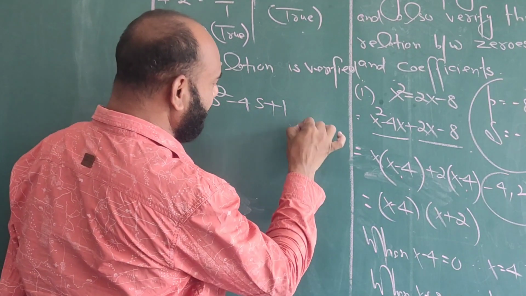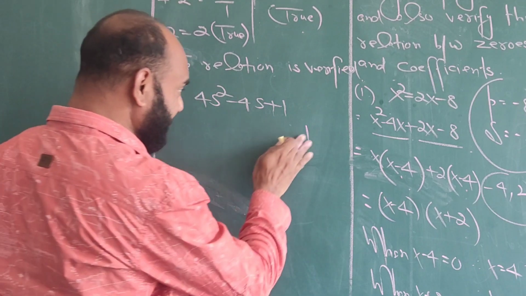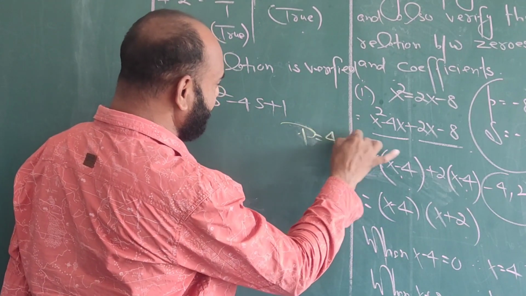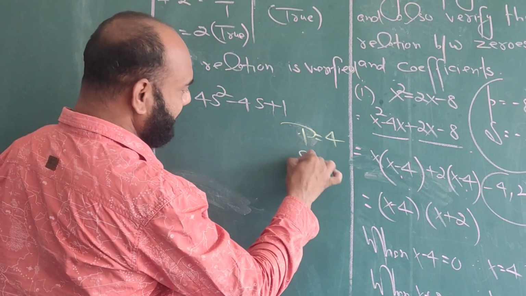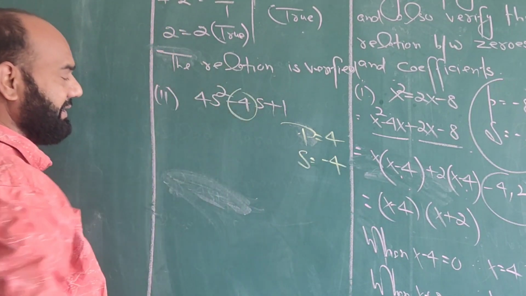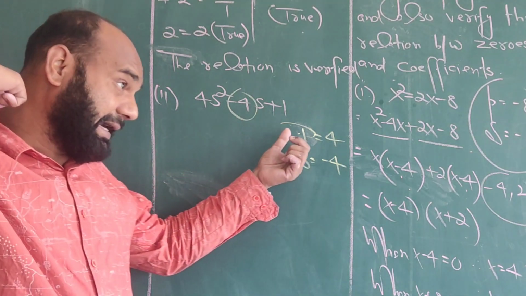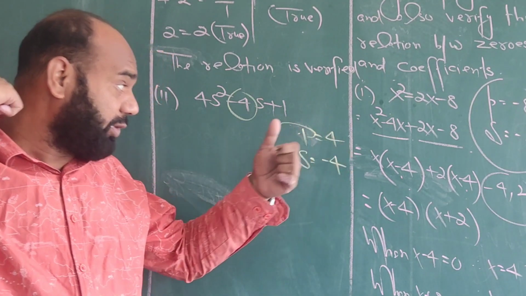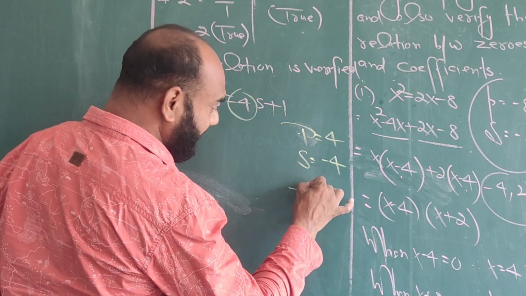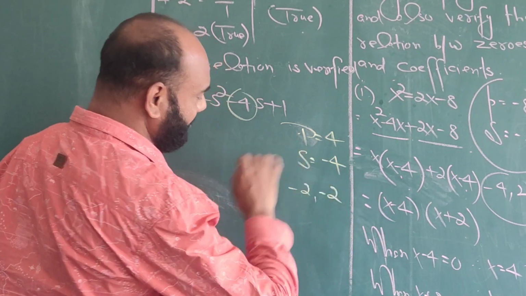So 4 into 1, 1. So we can say that we find any two factors having product 4 and sum minus 4. Sum is the coefficient of s. So here we find two factors whose product is 4 and sum is minus 4, and the suitable factors are minus 2 and minus 2.